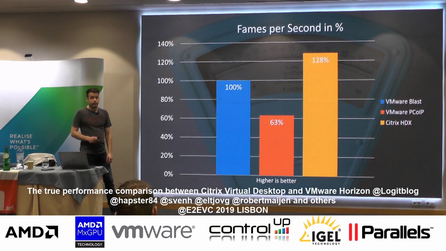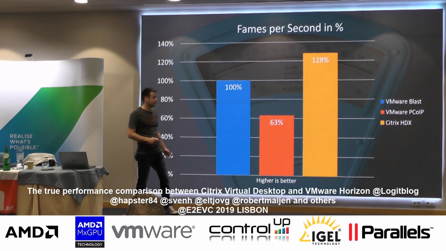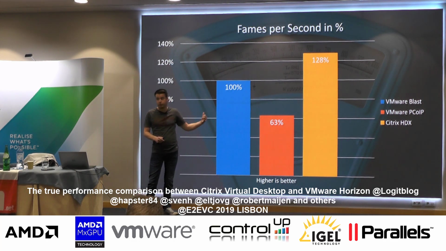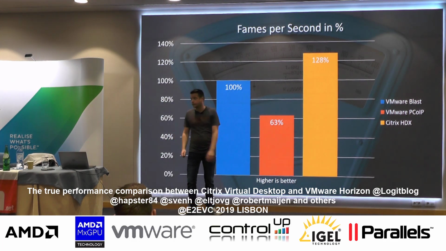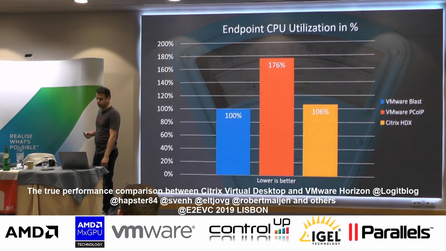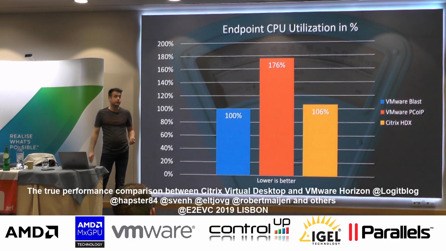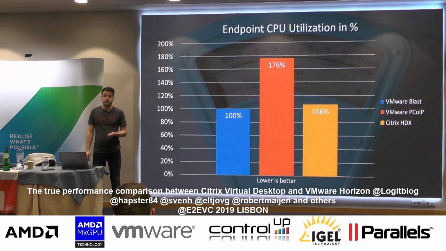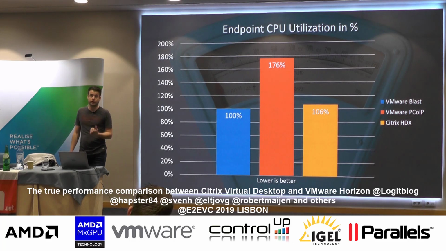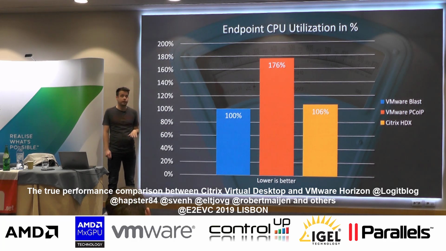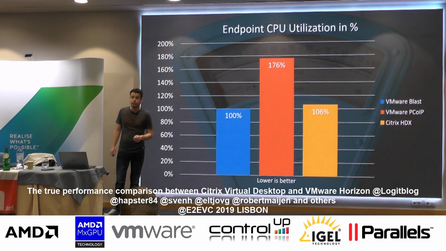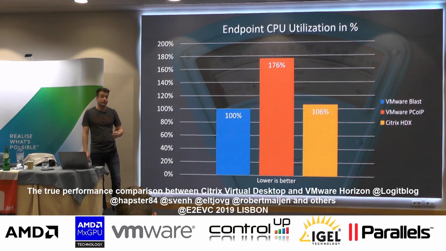So looking at the frames per second, you do see at scale, Citrix is more successful in sending out the frames compared to the other ones. I'm quite surprised by PCOverP, that's quite low. Another interesting thing is the endpoint utilization. Here you can see that PCOverP does require more utilization on the endpoint. So this is also an important factor you need to take into account when providing the desktop to ensure you have enough resources.